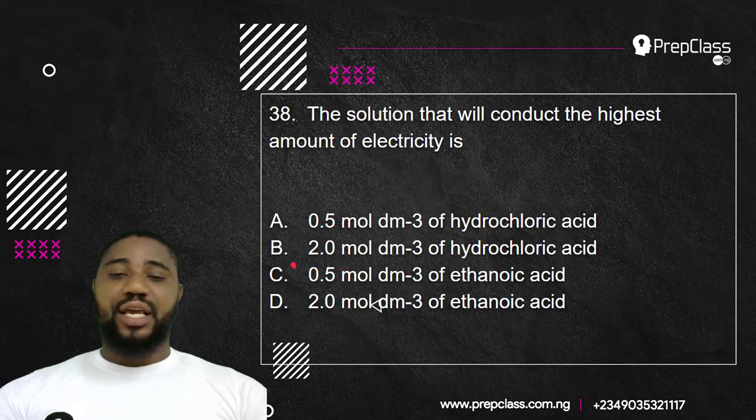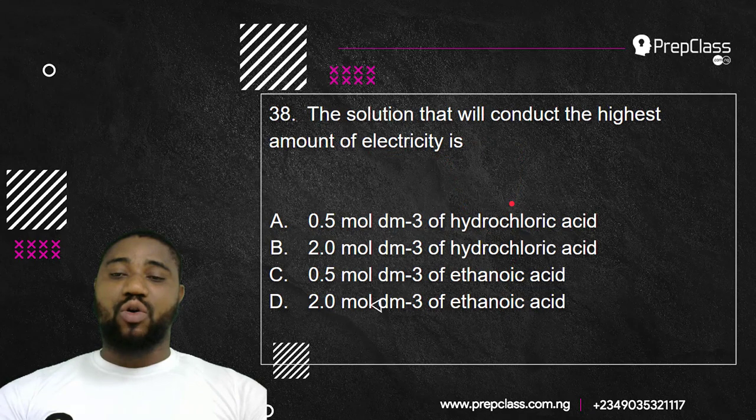Question 38. The solution that will conduct the highest amount of electricity is: 0.5 mole per dm cube hydrochloric acid, 2.0 mole per dm cube hydrochloric acid, 0.5 mole per dm cube ethanoic acid, or 2.0 mole per dm cube ethanoic acid? Which of these four will conduct the highest amount of electricity?